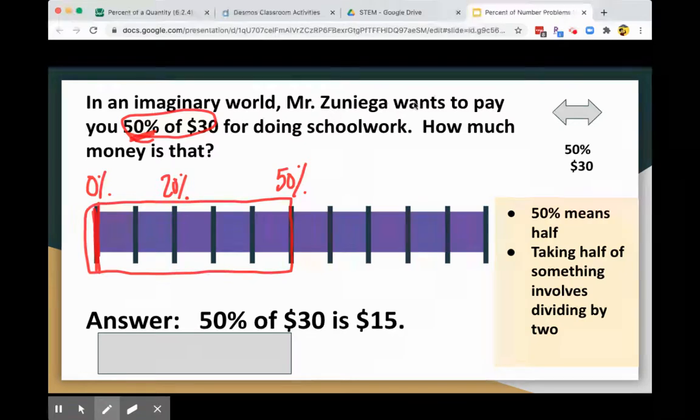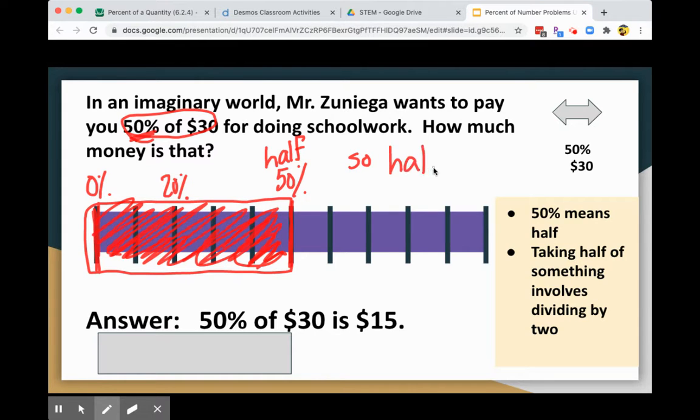In an imaginary world, Mr. Zuniga wants to pay you 50% of $30 for doing schoolwork. How much money is that? So some of your classmates said, hey, 50% is half. And if you visualize this, I just colored in half of this whole thing, okay? So we want to know what is half of 30?